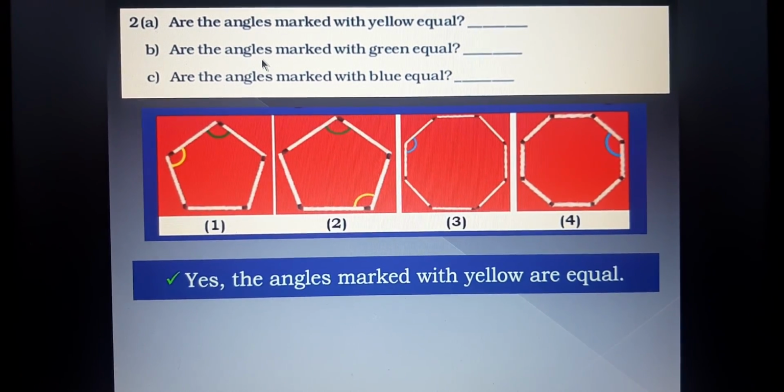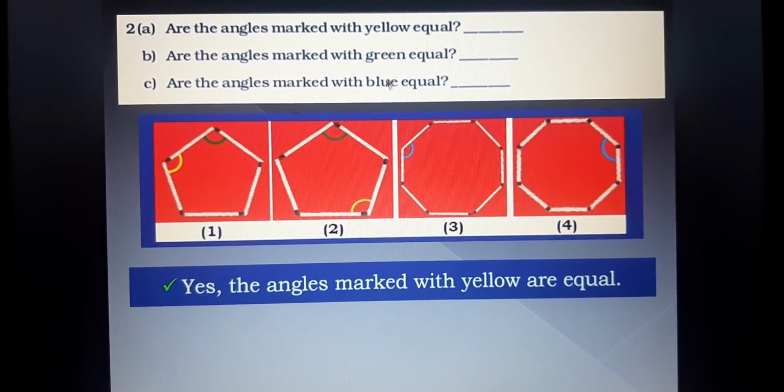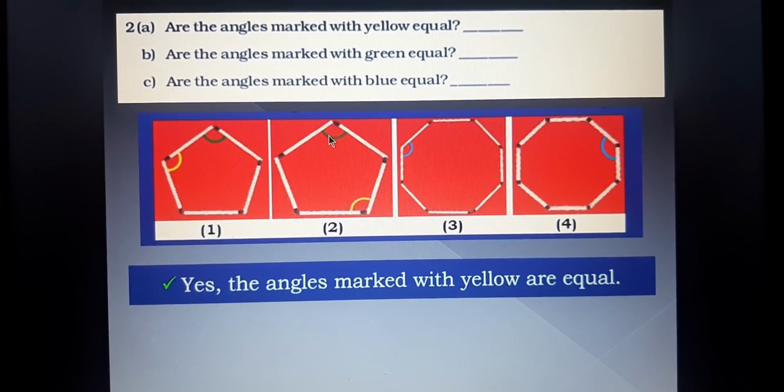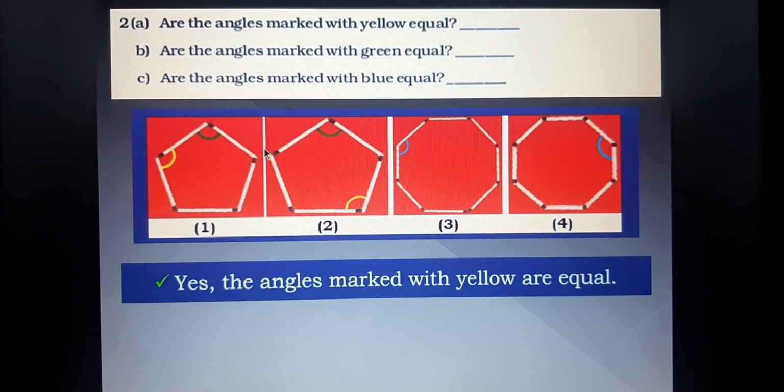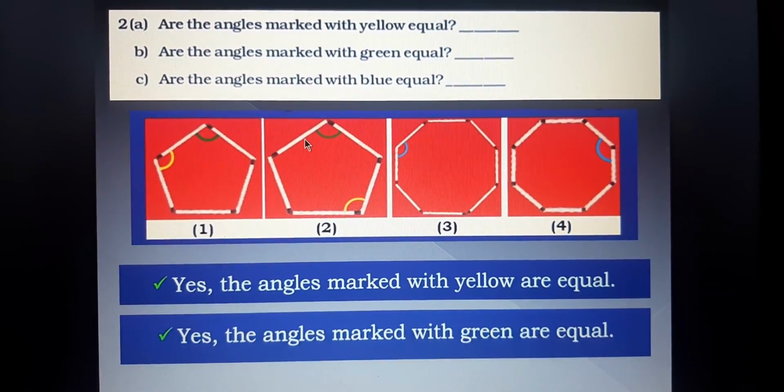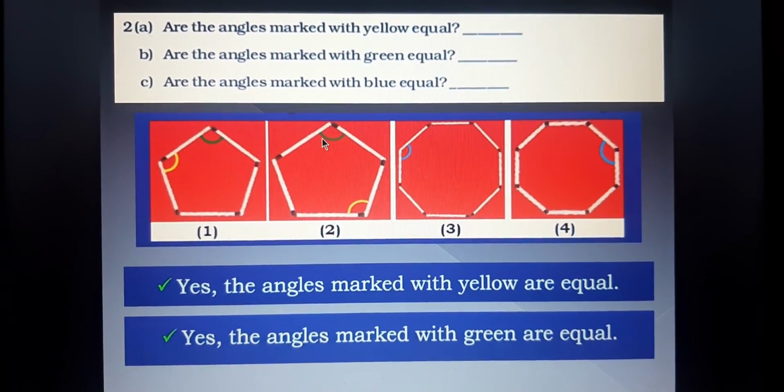Now coming to the next one, marked with the green. Are the green angles equal? Yes, they are equal because they are marked in the same positions there. You can see here, right? Yes, the angles marked with the green color are equal.